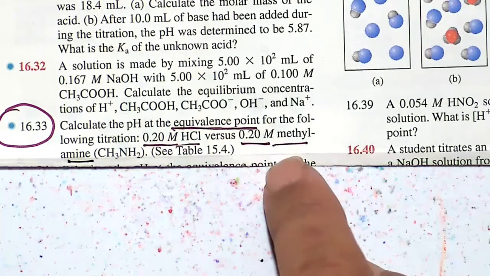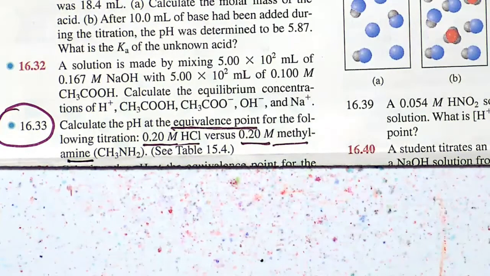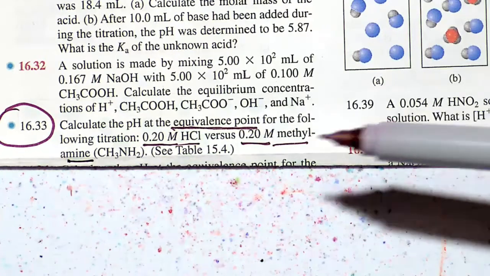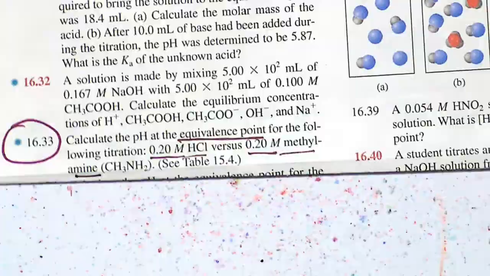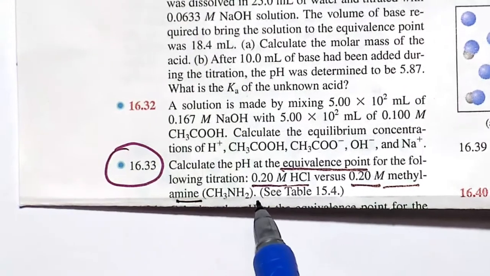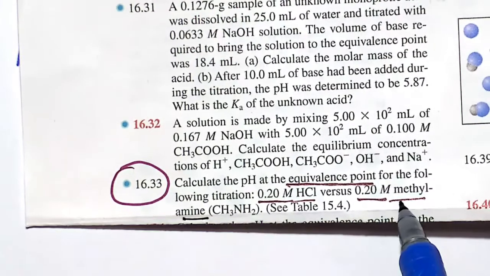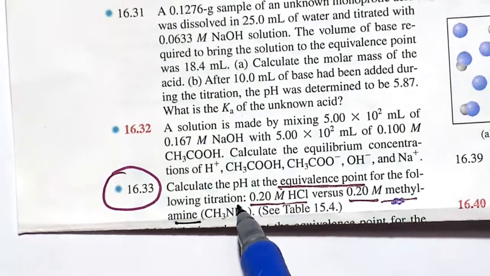So when you mix them, the final concentration will be half, right? If you mix 5 mL with 5 mL, both are the same concentration. 10 mL with 10 mL, both are the same concentration. The total concentration after mixing will be 1/2. So the final concentration after we mix at the equivalence point will be 0.10 molar. The first thing we want to do is write the equation between methylamine and HCl. This is the weak base going with the strong acid. And at the equivalence point, the concentrations of both of these species are going to be 0.10 molar.